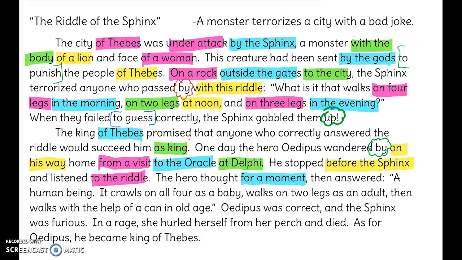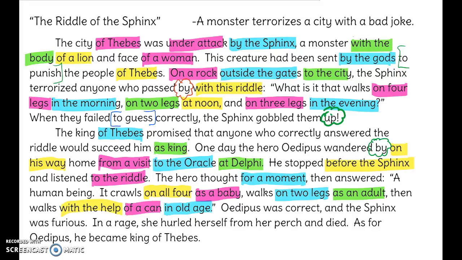It crawls on all 4s as a baby, walks on 2 legs as an adult, then walks with the help of a cane. Oops, there's my typo. With the help of a cane in old age. All right, let's see. On all 4s. As a baby. On again. On 2 legs. As again, I'm seeing some patterns here. As an adult. Then with the help of a cane in old age.